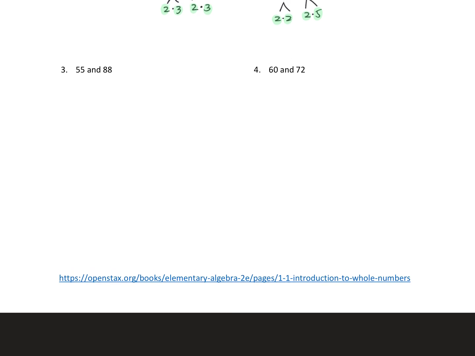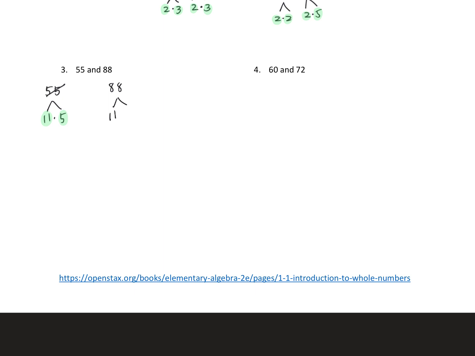All right, we've got 2 more examples. So if you haven't done so yet, you may want to consider pausing the video, trying these on your own, and then returning to check your answers. So for 55, this will be 11 and 5. And both of those numbers are prime. So that was a pretty quick factor tree.